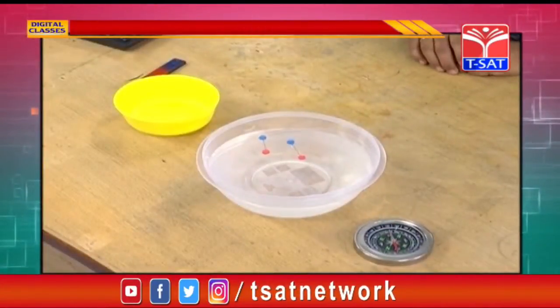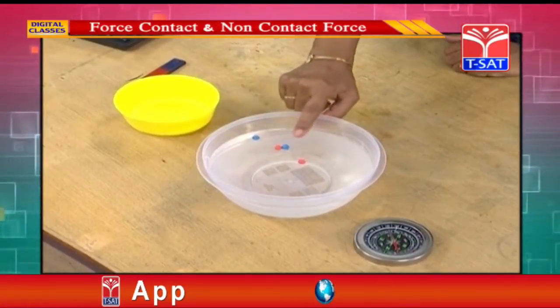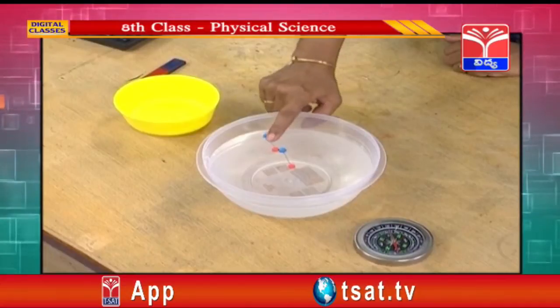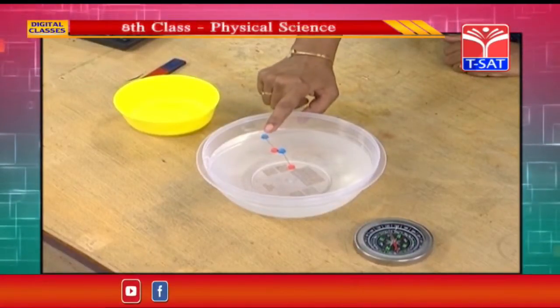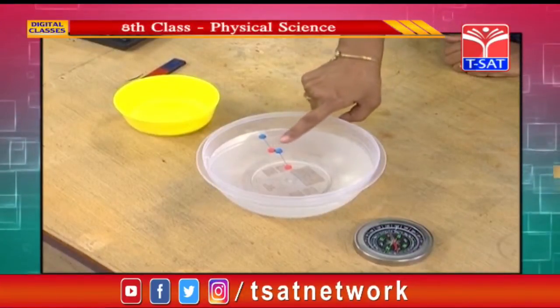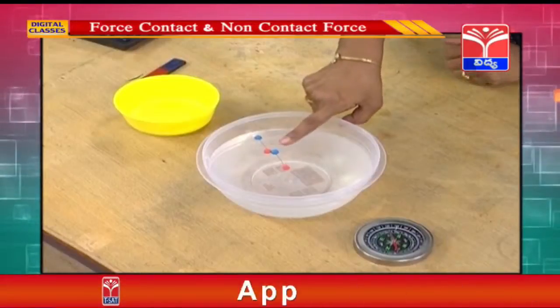See what happened. See, the two different colors are coming closer. This is the north pole of this magnetic needle, and this is the south pole of this magnetic needle, and these two ends are coming closer, which means they are attracting each other or pulling each other.